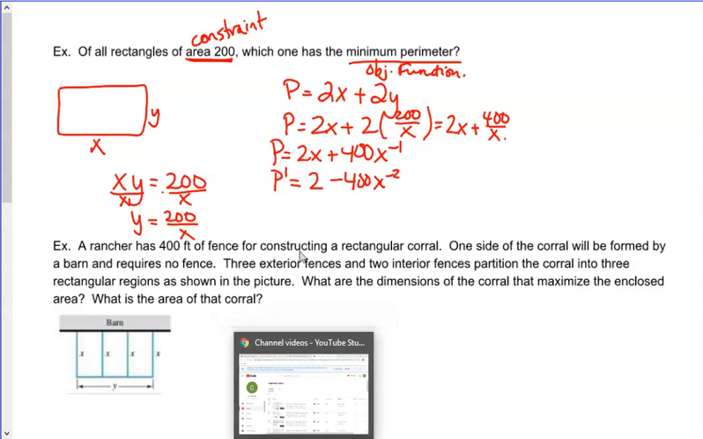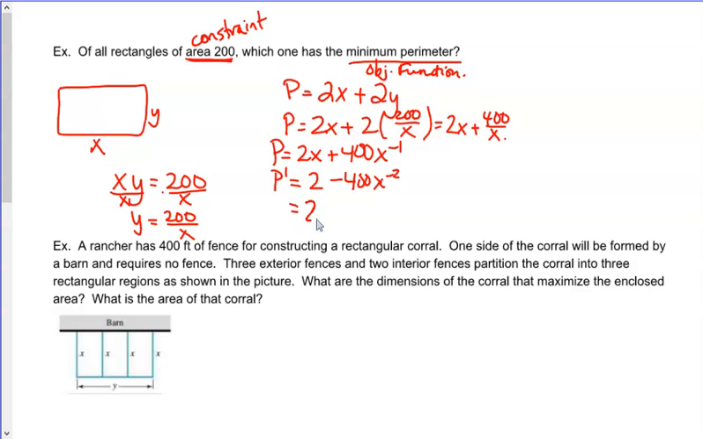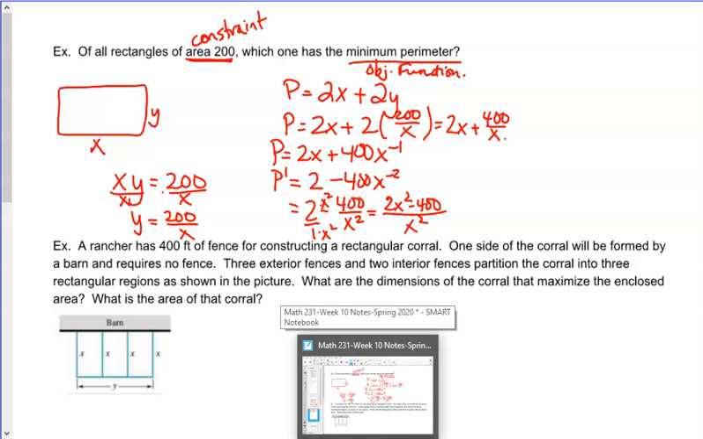Now, we need to simplify that so that I can now find a critical point. I'm going to write that as 400 over x squared. And getting a common denominator means I'm going to multiply by x squared here. This gives me 2x squared minus 400 all over x squared. So this is where we need to determine our critical numbers.